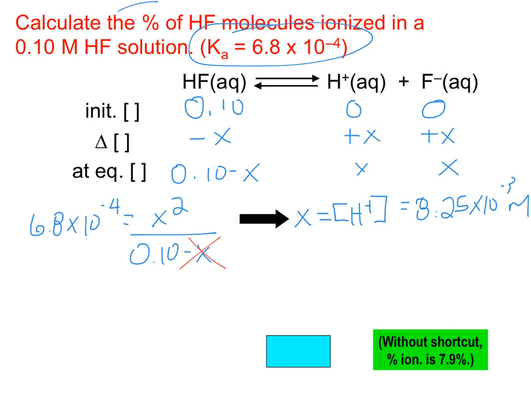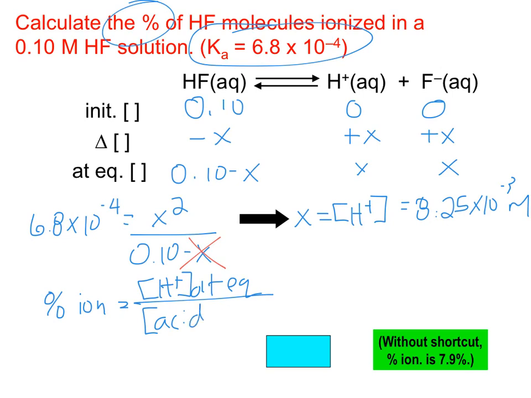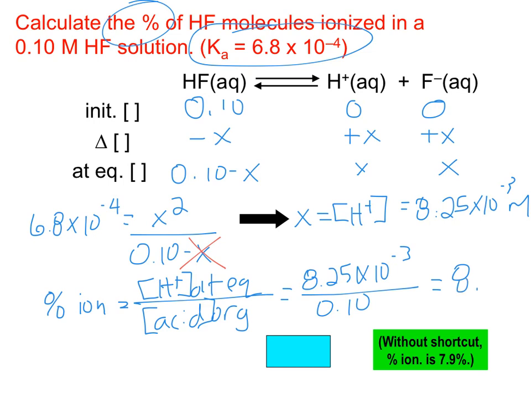It's asking to calculate the percent ionization. So again, percent ionized is going to be the concentration of H plus at equilibrium over the original concentration of the acid. And that is 8.25 times 10 to the negative 3rd over 0.10. And that's going to give me 8.3%. If I put that in the quadratic, I got 7.9%.